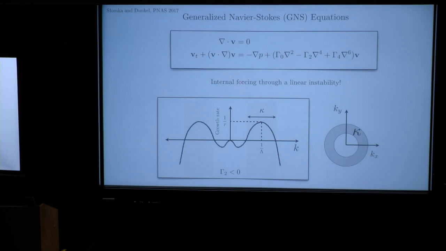If you look at the dispersion relation of the system and you flip the sign of gamma 2, so if gamma 2 is less than 0, then you get a dispersion relation that looks like this. Here, you introduce a band of linearly unstable modes. So you are internally forcing the system so that these modes grow, and the modes outside this band basically dissipate. You end up getting these vortex patterns in your flow field, which have a certain dominant length scale, which corresponds to the most unstable wave number. That is 1 over lambda, where lambda is the size of your vortices.